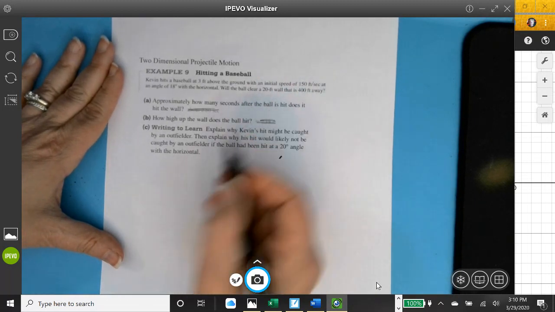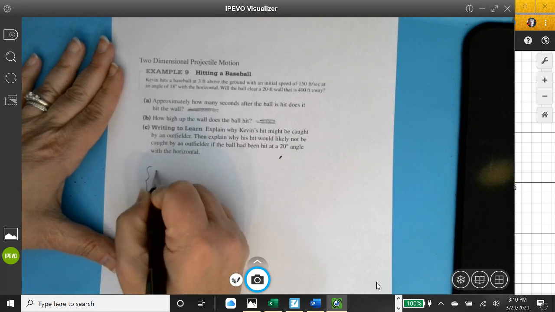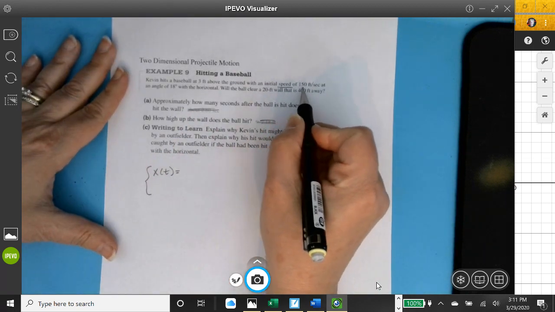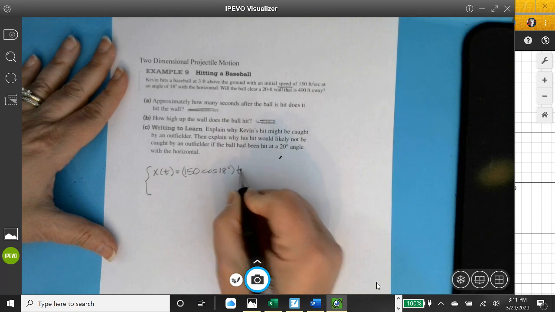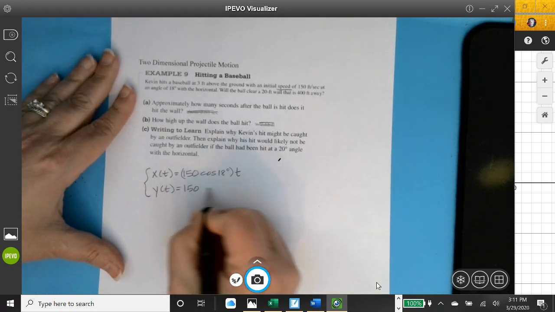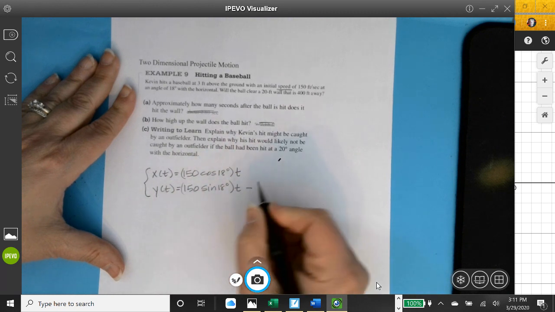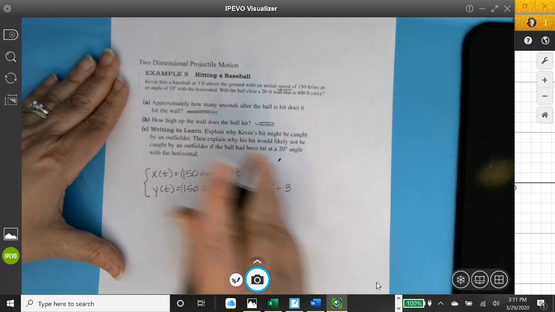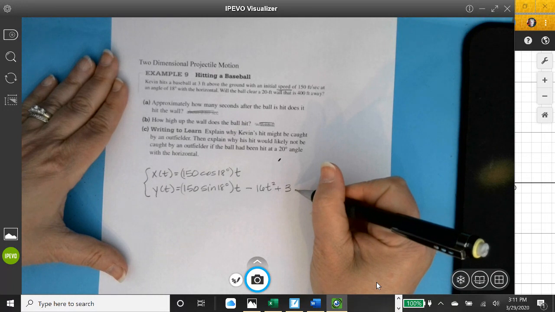All right, so we want to know, first of all, what the parametric equations are for Kevin hitting the ball. So let's set that up. Well, we know x of t is going to equal the initial speed. Now, speed is a magnitude, so this is going to be 150 times the cosine of 18 degrees, which is a coefficient, times t. And the y component of the position is going to be 150 times the sine of 18 degrees times t, another coefficient here, minus 16t squared, since we're in feet per second, plus 3, because that's how high the ball was when it was first struck by the bat.